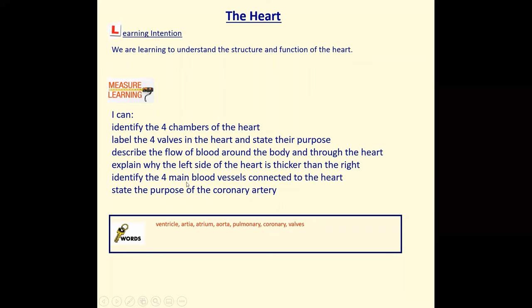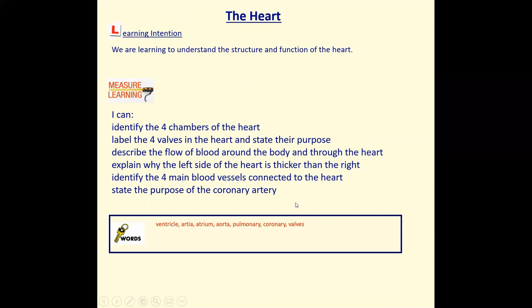We should also know the four main blood vessels that are connected to the heart. So the vena cava, the big vein that brings blood back to the heart. Then we've got our pulmonary artery taking blood away to the lungs, pulmonary vein bringing it back from the lungs, and then the big aorta, which takes blood all the way around the body. And then finally, the purpose of the coronary artery: to supply the heart muscle with oxygen and glucose, because it's a good blood supply. So that's it.